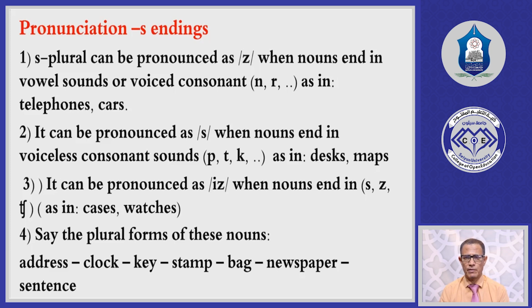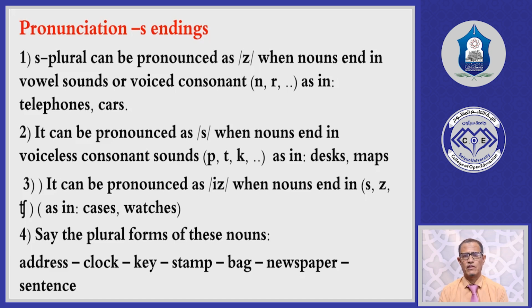Now we have some rules for the pronunciation of that s that comes at the end of plural nouns. Sometimes it's pronounced "s", sometimes it's pronounced "z", and sometimes it's pronounced "iz". So now we are going to explain when it can be pronounced as "s", when we can say "z", and when we can say "iz".